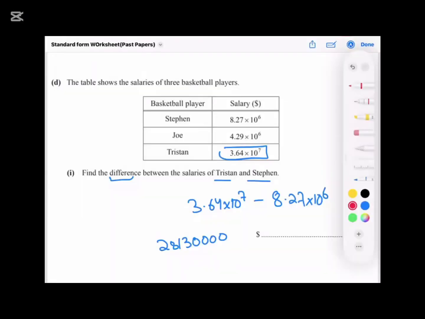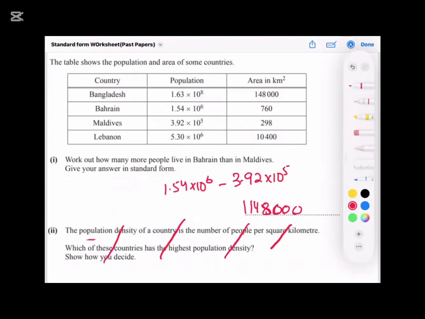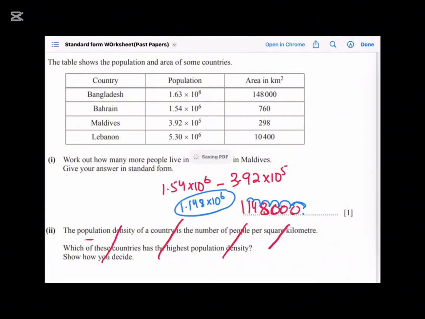Now what I need to do? I need to convert this number. They have clearly mentioned that you have to write the answer in standard form. So how many steps will it take? 1, 2, 3, 4, 5, 6. 1.148 multiplied by 10 to the power 6. This will be our final answer. So I hope everything is clear in this question. This is a very simple question.